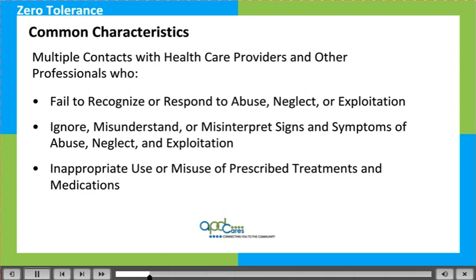Common characteristics that individuals with developmental disabilities are more likely to experience include multiple contacts with healthcare providers and other professionals who fail to recognize or respond to abuse, neglect, or exploitation, ignore, misunderstand, or misinterpret signs and symptoms of abuse, neglect, and exploitation, inappropriate use or misuse of prescribed treatments and medications.